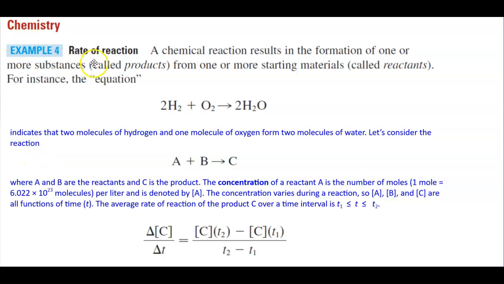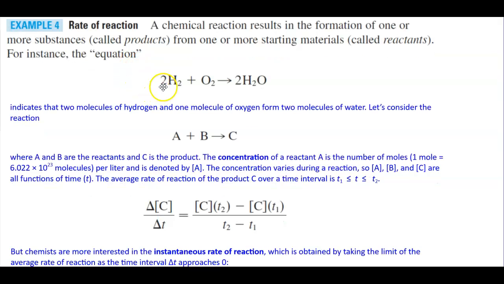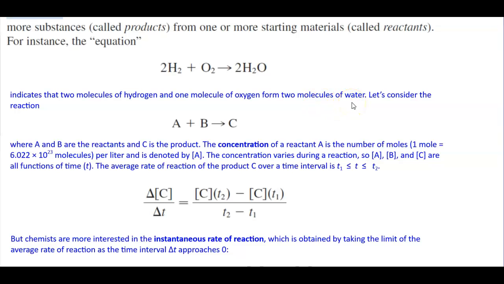Chemistry, example 4, rate of a reaction. A chemical reaction results in the formation of one or more substances called products from one or more starting materials called reactants. So for instance, the following equation, 2 H2 + O2 = 2 H2O, indicates that 2 molecules of hydrogen and 1 molecule of oxygen form 2 molecules of water.